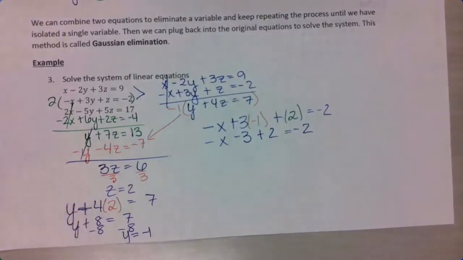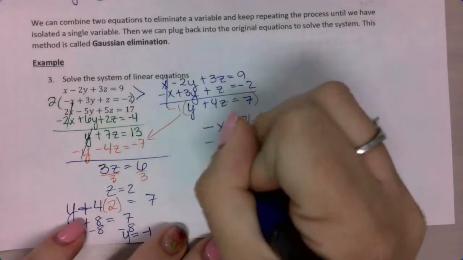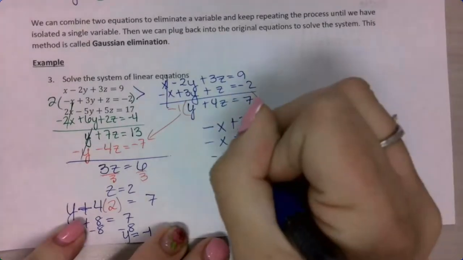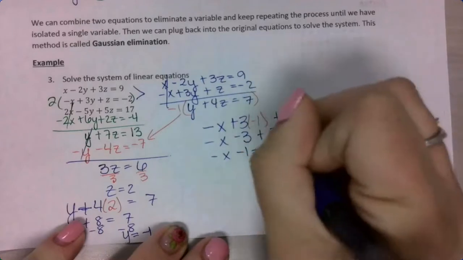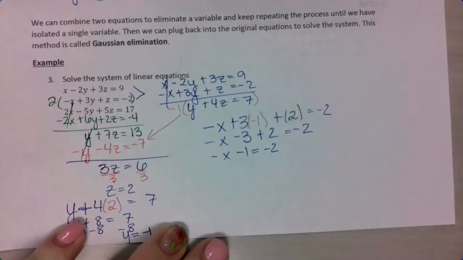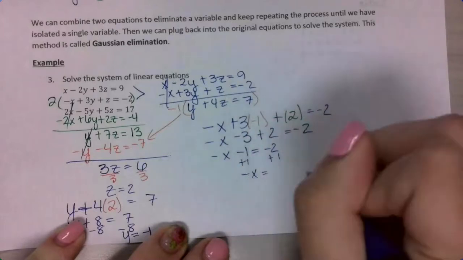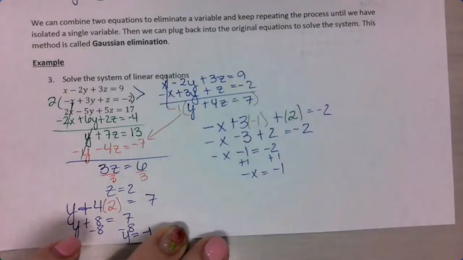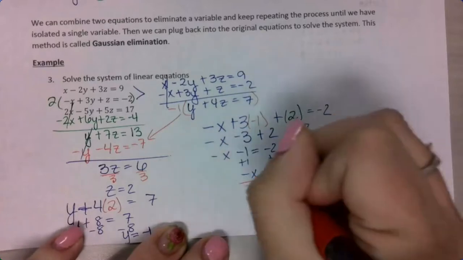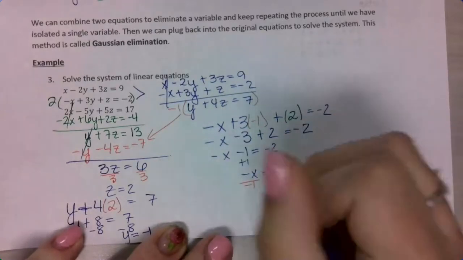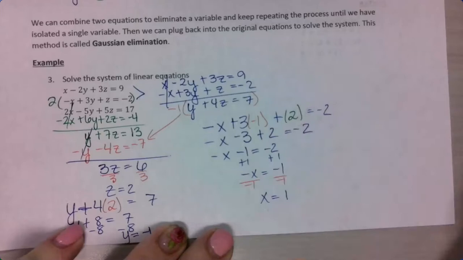Now I want to go ahead and combine like terms. So I have negative x minus 1 equals negative 2. I want to go ahead and add 1 to both sides. This gives me negative x equals negative 1. I divide both sides by negative 1. And my answer here is x equals positive 1.